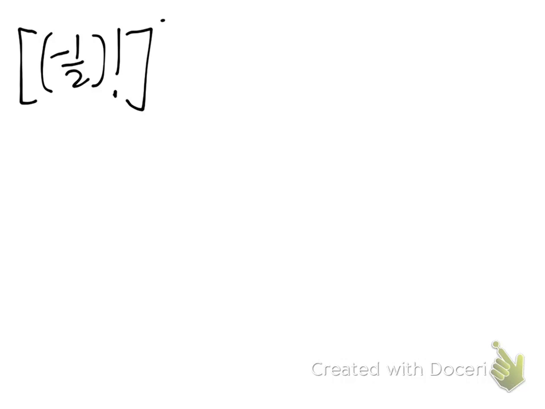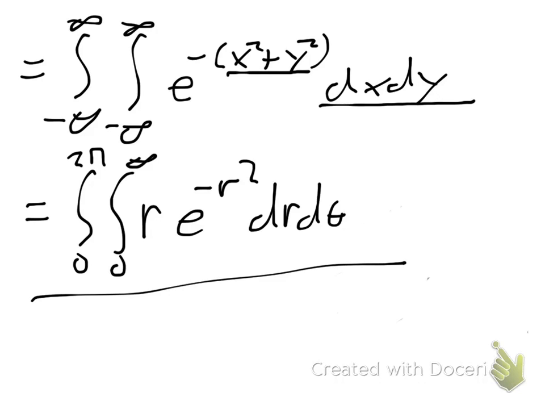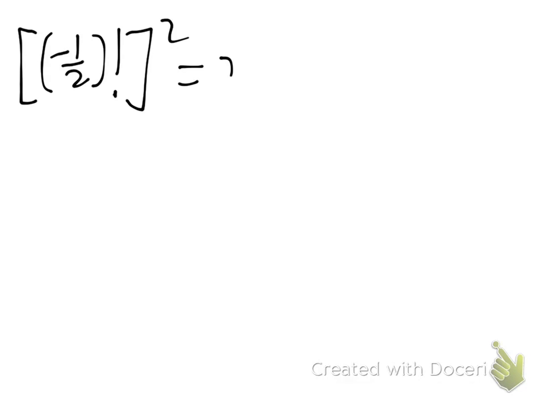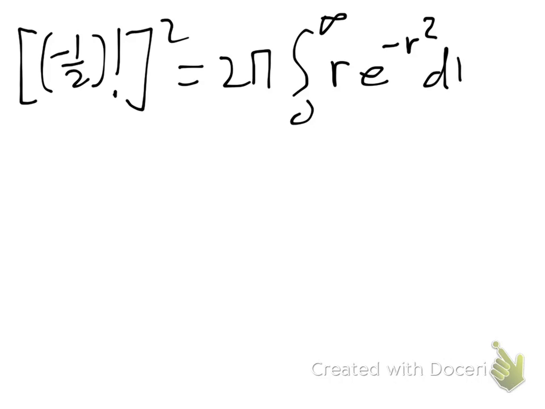So here we go. All in all, we have that (-1/2 factorial) squared is equal to that integral right here. First we see that our integrand doesn't depend on theta, so we can just do the theta integral. The integral of d theta from 0 to 2 pi is just 2 pi minus 0, which is 2 pi. So now we're just left with the integral from 0 to infinity of r e to the minus r squared dr. Alright, and we can do that.